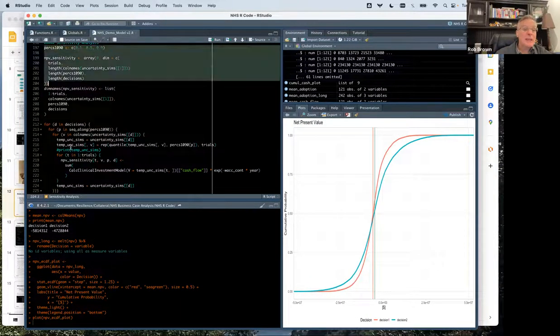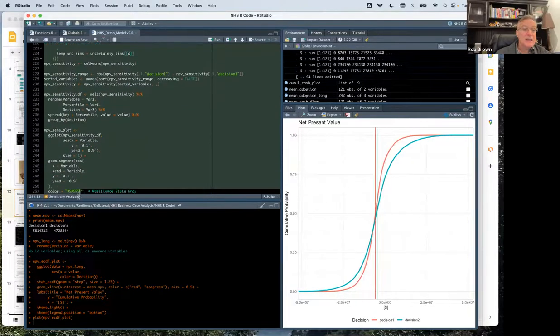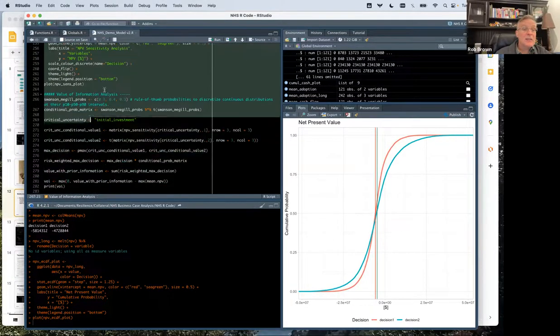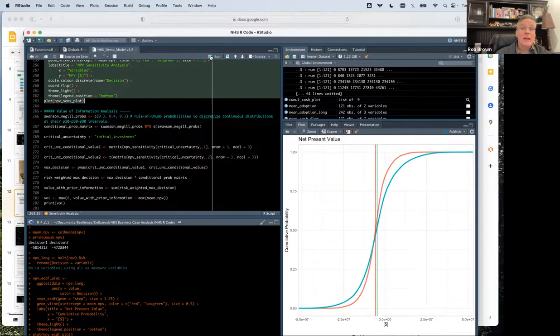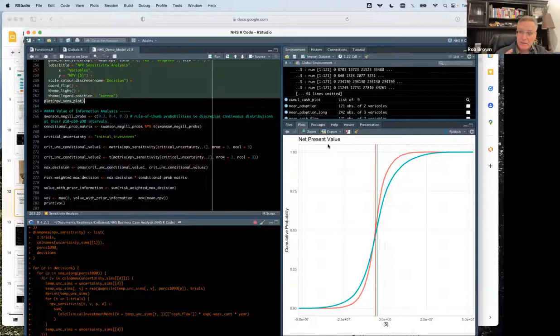And that would be the uncertainty analysis that gives us what we call a tornado plot. The tornado analysis is going to give us a chart that shows us the effect on that mean value of each of these decisions when each of the uncertainties are sequentially moved through their high and low values. It'll take a little while to run.